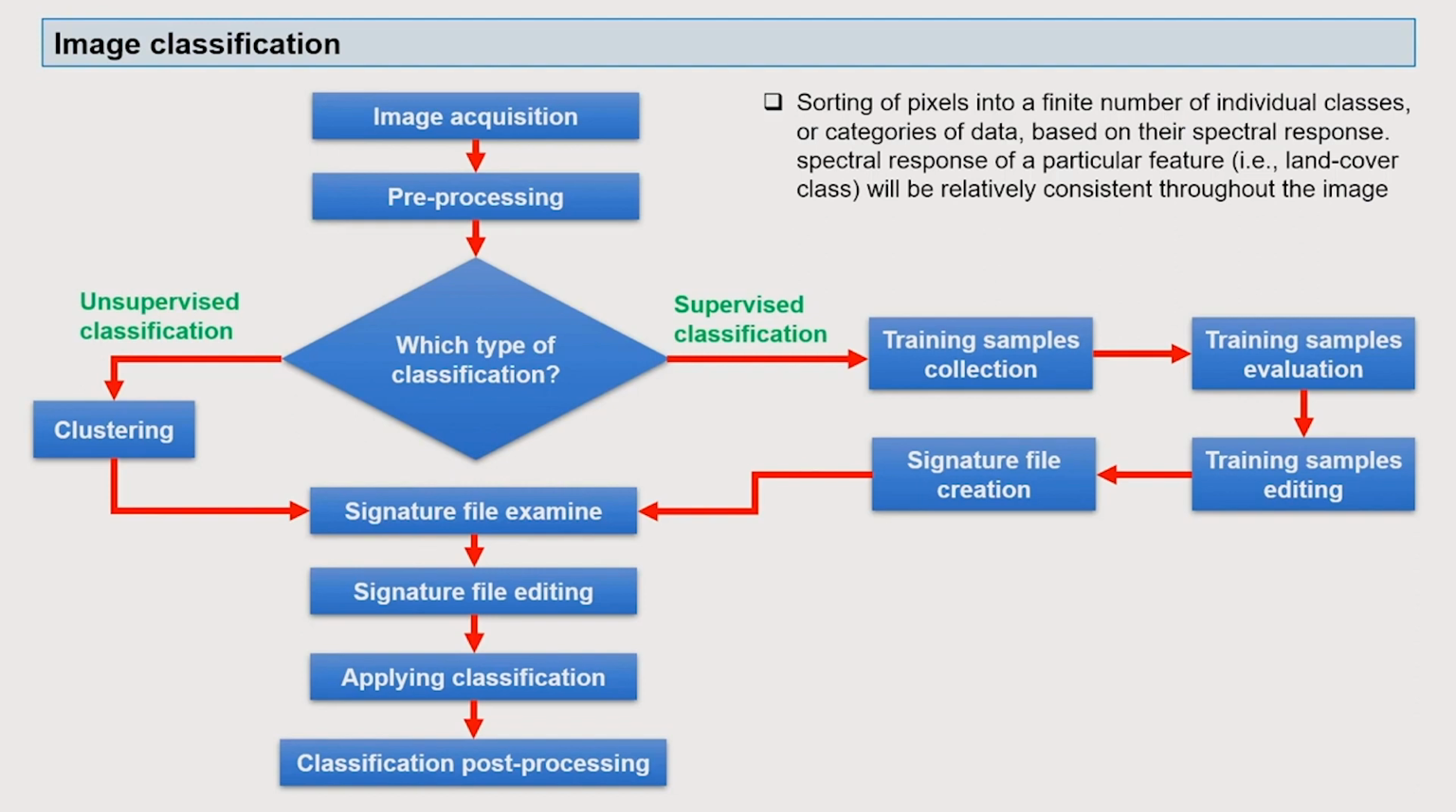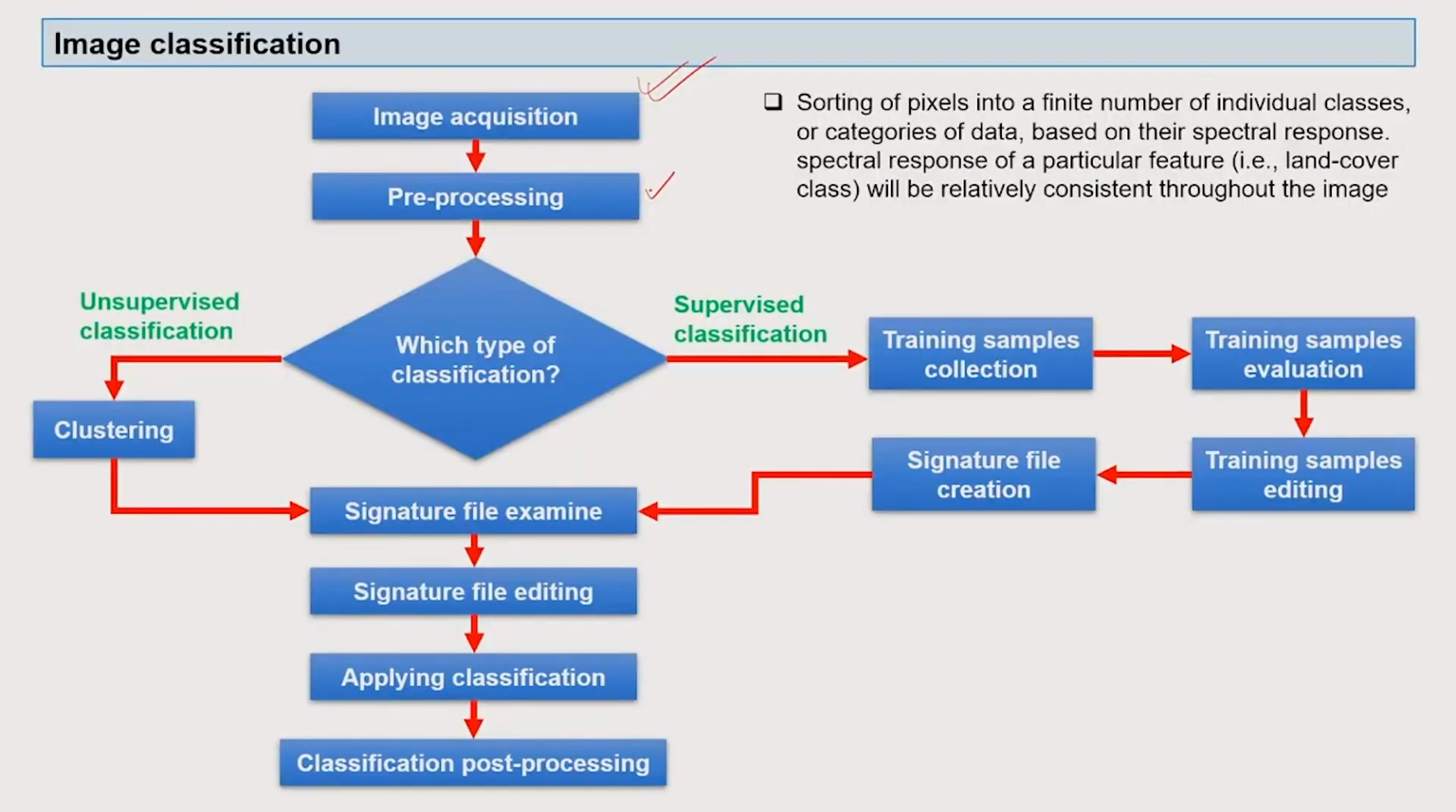Now what we actually do in image classification: first image acquisition. You get the image, then you go for pre-processing, then you decide which type of classification you require, supervised classification, unsupervised classification or supervised classification. You have to decide that.